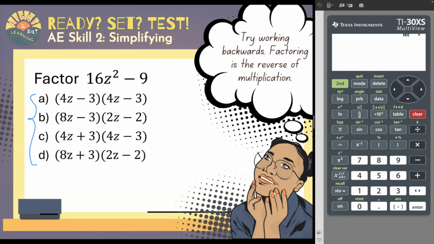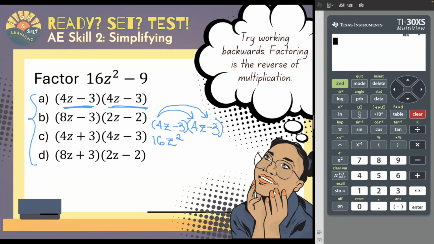So I think I'll just start with the very first one. 4z minus 3 times 4z minus 3. Let's try simplifying this, multiplying it out, and see if it gives us 16z squared minus 9. Well, 4z times 4z. 4 times 4 is 16, yay, and z times z, 2 z's multiplying. How do we talk about repeated multiplication with exponents? So that's z squared.